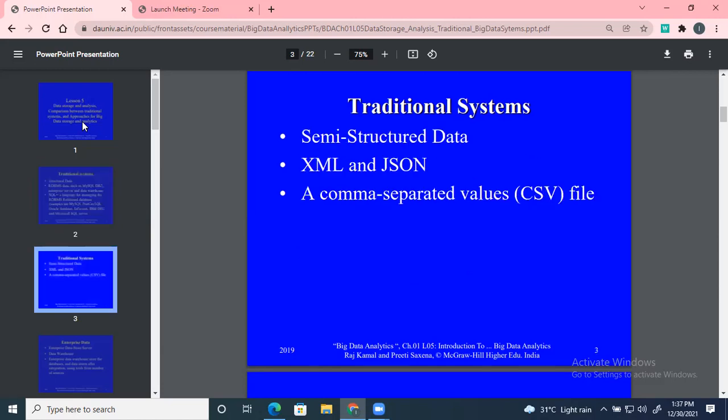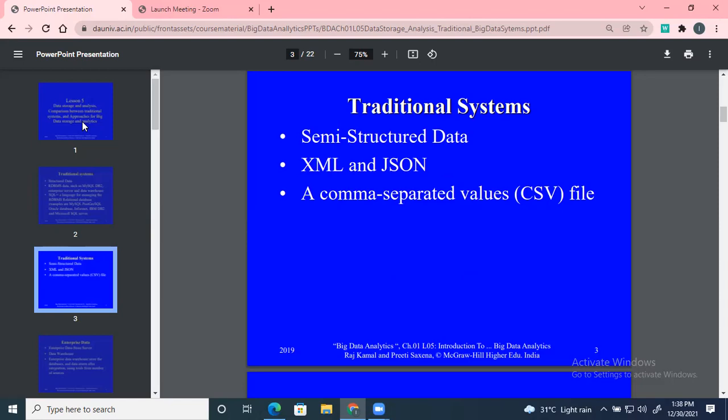Next, we move forward to semi-structured data. Semi-structured data is also for traditional systems. Semi means something is already defined, and we are also modifying something. That is called semi-structured. XML, JSON, and comma separated values, CSV. These are the files used for traditional data.